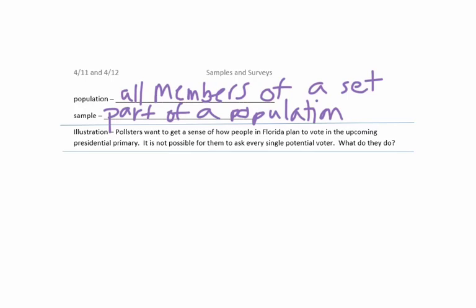So there's an illustration in there from whatever year it was that I typed the notes up that says pollsters want to get a sense of how people in Florida plan to vote in the upcoming presidential primary. It is not possible for them to ask every single potential voter. So what do they do? They take a sample.